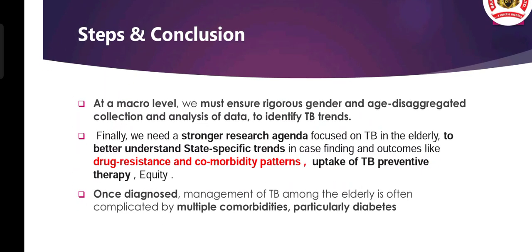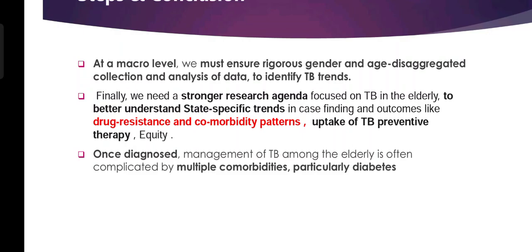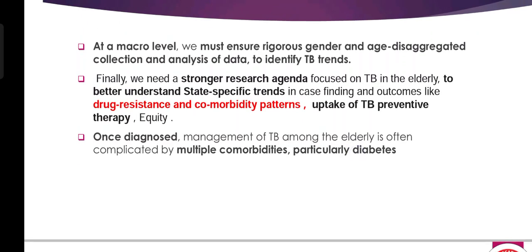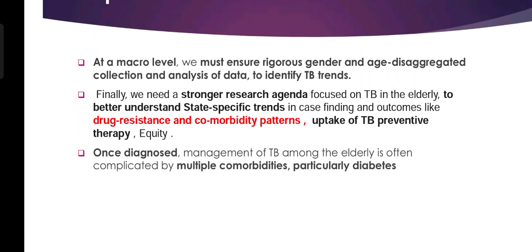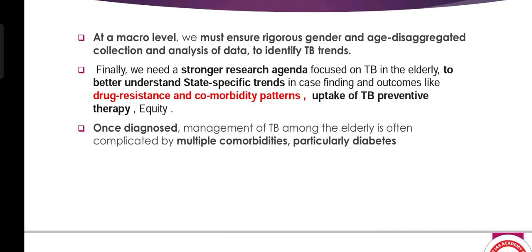So we have to identify and collect various data and analyze the data, so that we can understand the TB trends. For example, we have understood that in the old age population the trend of TB infection may be higher, because they have comorbidities along with lack of nutrition and many more things. So we need a stronger research agenda focused on TB in the elderly to better understand the state-specific trends. And if we are able to understand the state-specific trend, then definitely the policy and government initiatives can be approached in a better and rationalized way.